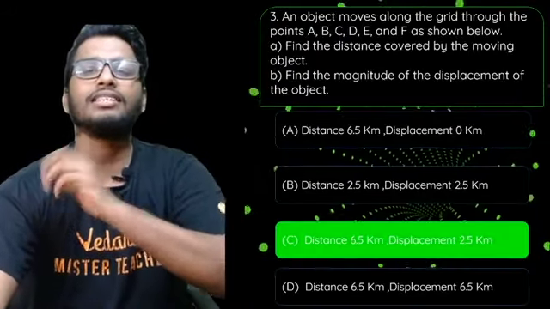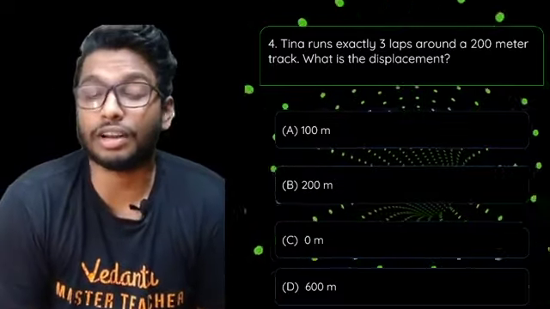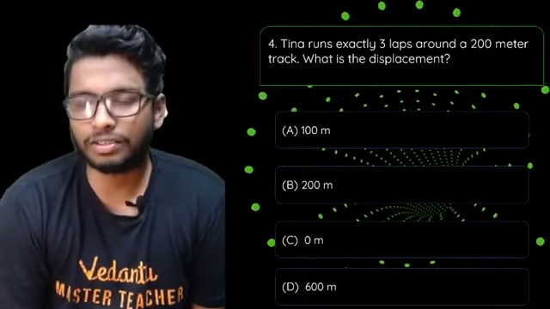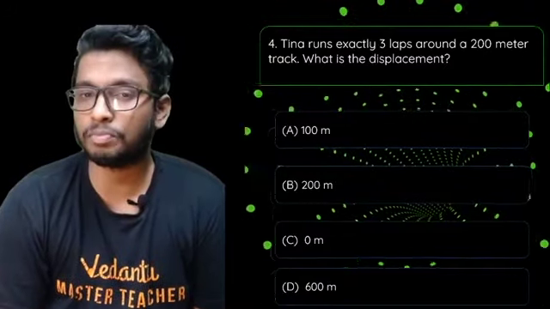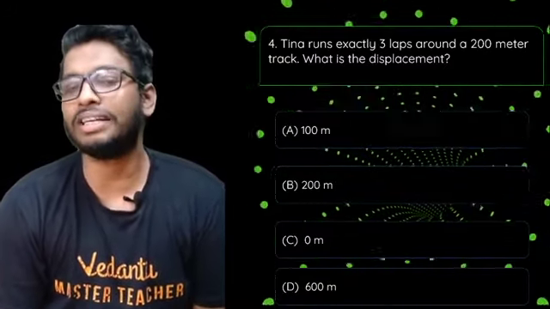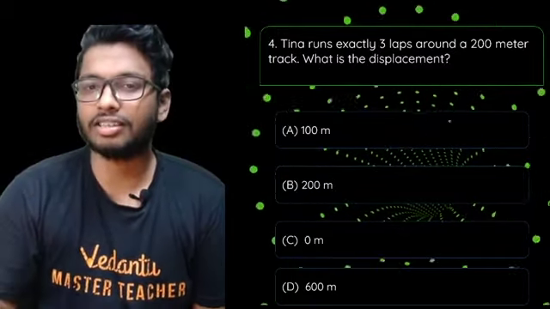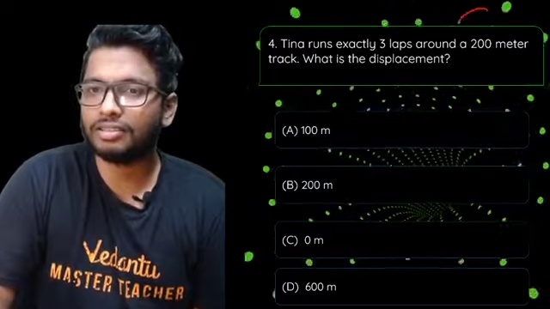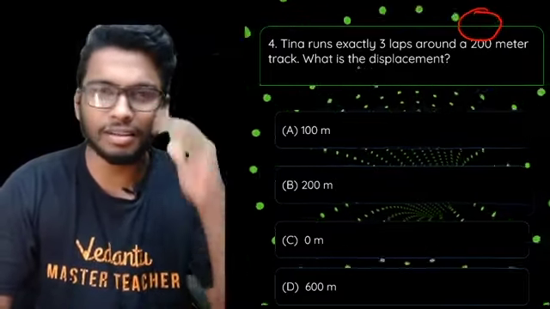Anyways, with that said, guys, now let us do another problem. Here's the fourth question. Tino runs exactly 3 laps around a 200-meter track. You have to find out what is the displacement. Is it 100 meters, 200 meters, 0 meters, or 600 meters? So Tino runs in a circular path. So you have to find out what is the displacement in this case. Very simple. Do try it out.